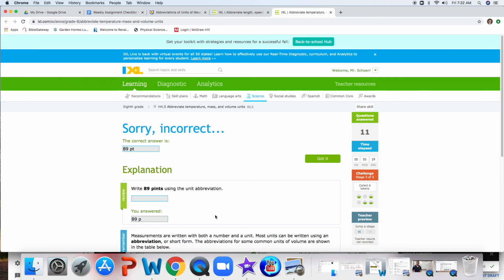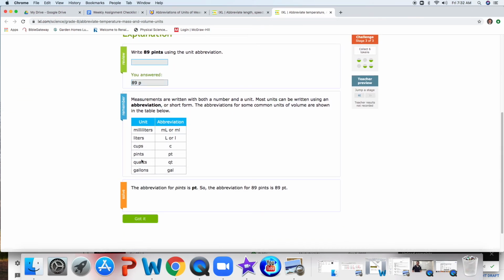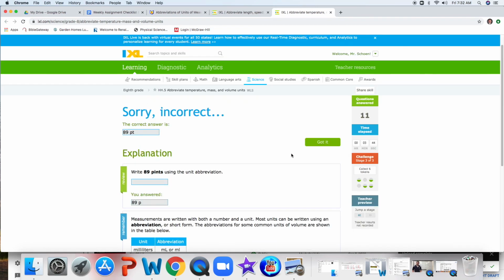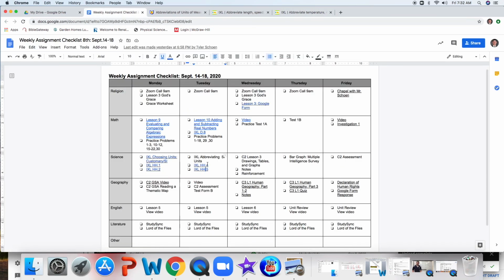It might take you longer to get your overall mastery score, or you can go and double check all of those different things. Here's a way in which you would do that. Milliliters, ml, liters, L, cups, C, pints, PT, quarts, QT, gallons, GAL. Hope this helps.